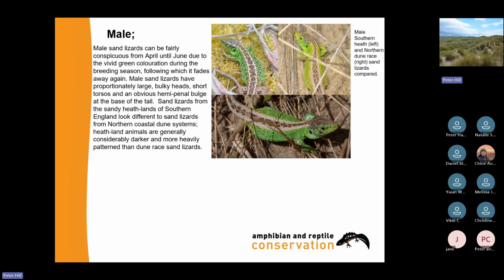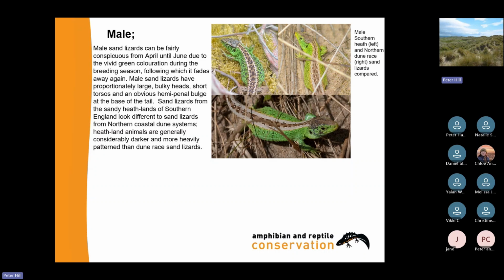They'd be hassled pointlessly. Anyway, you can see a heathland race sand lizard male on the left. I photographed him in Surrey. On the right, there's a northern dune race male sand lizard. Southern heathland race on the left, northern dune race on the right. And the northern dune race is the donor population of what has been used to repopulate different suitable coastal dunes in Wales. They are the northern dune race.